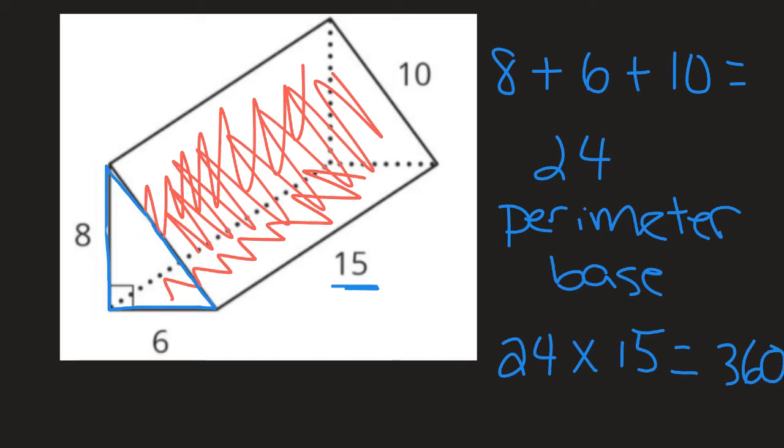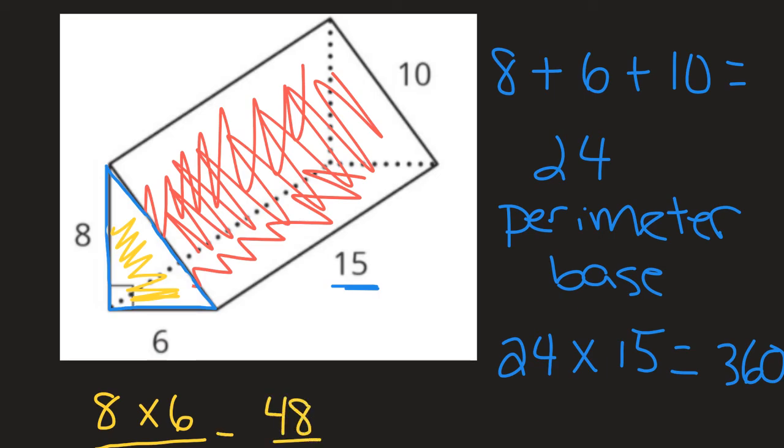Now I'm going to find the area of the base. So if we're looking at the area of the base, which is a triangle, you do 8 times 6 divided by 2. So that's 48 divided by 2, which equals 24. But there are two bases, so I'm going to multiply that by 2 to get 48.